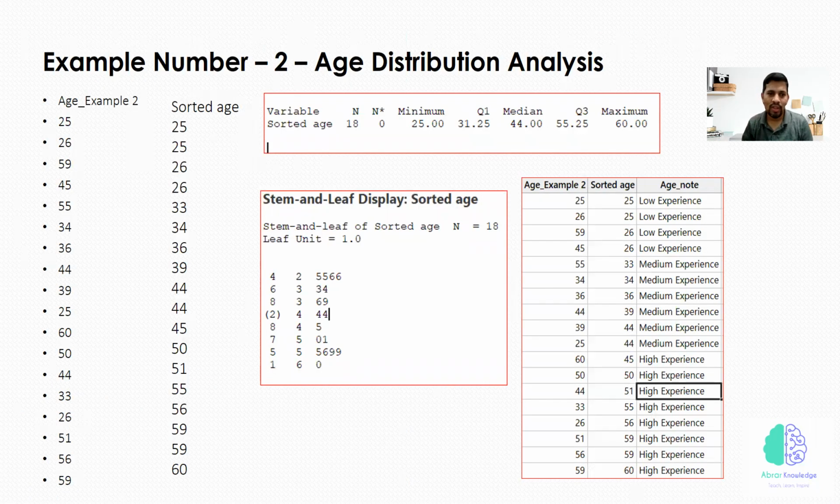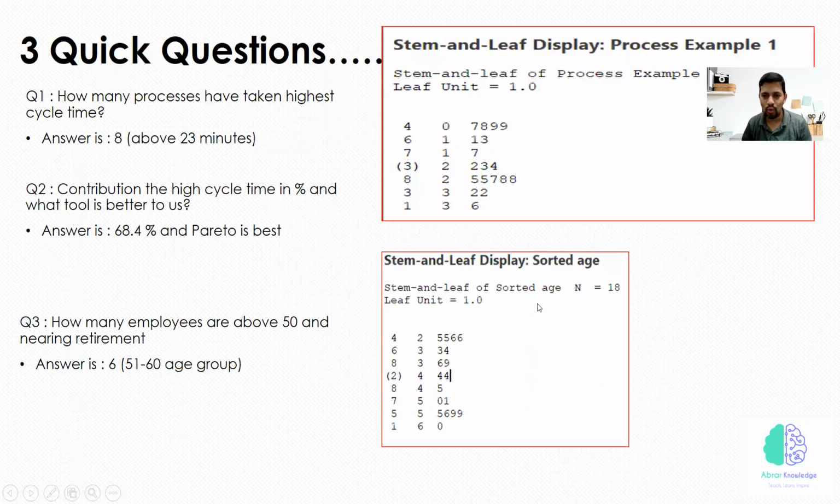Example number 2. This is age wise, and we found that the median age is 44, minimum age 25 and maximum age is 60. Then we found the stem and leaf, and we sorted the data and so on. And there we go. The last 3 quick questions I picked up.